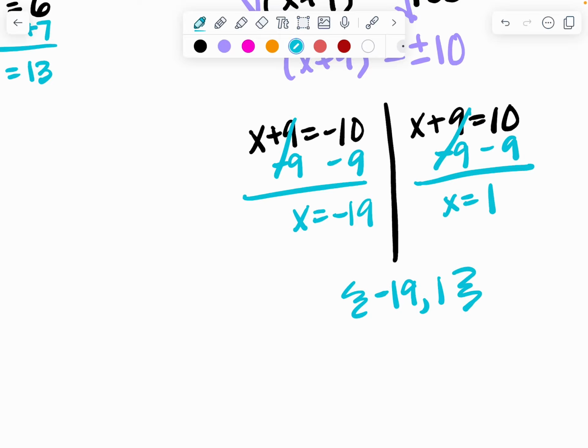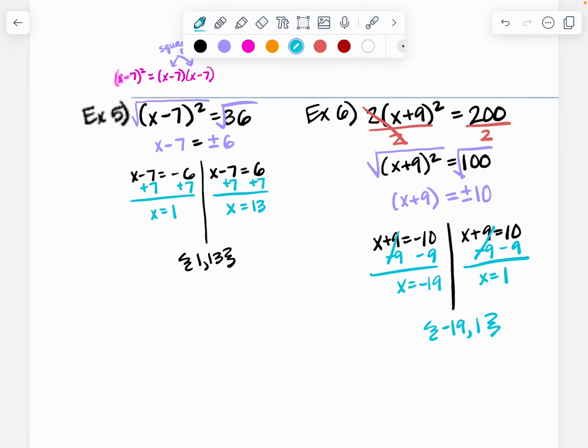Remember, these need to be least to greatest. So negative 19 on the left and 1 on the right.